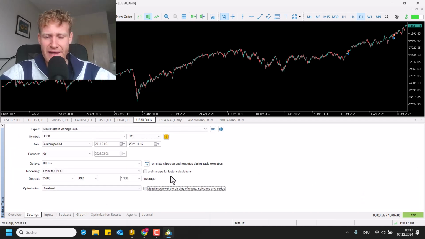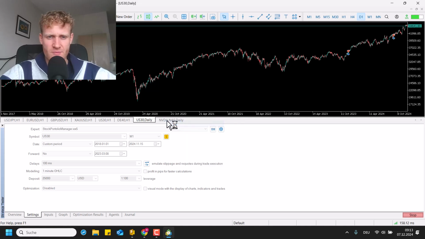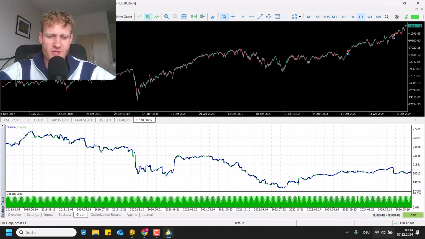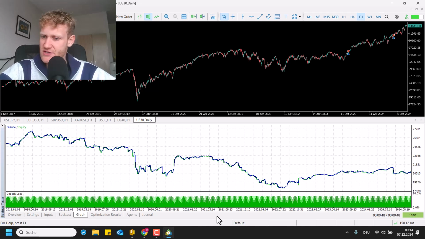Here, if I disable the visual mode, now the test will be a lot quicker. Also, let me close these charts. So the test will now load in the background. We do not get the visualization, we just get the graph here in a second. And this is what I will wait for now. So there we go. You can see the graph for the whole 6 or 7 years, from 2018 to the end of 2024. And you can see this would have been a very bad strategy.